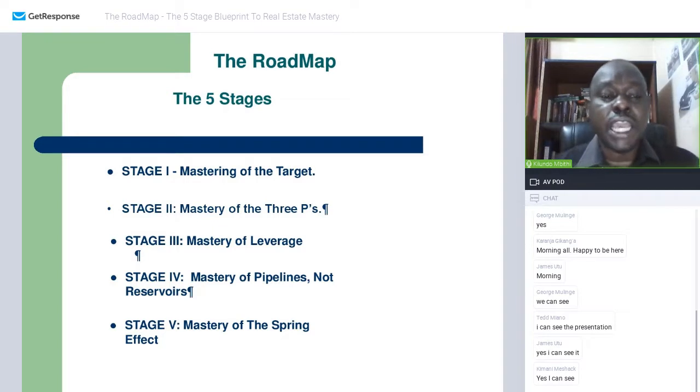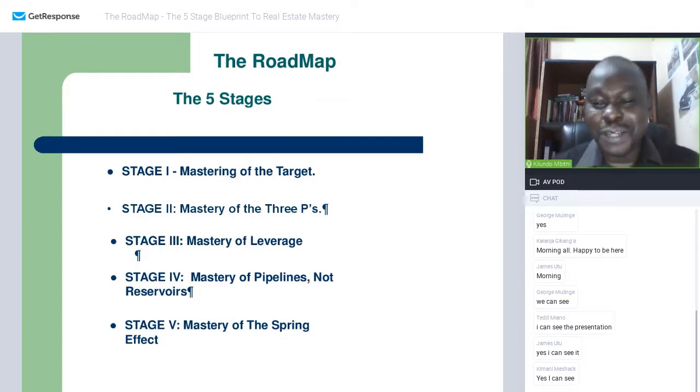The fourth stage in the 5-stage blueprint, the fourth stage in the 5-stage formula, is mastery of pipelines. Why is mastery of pipelines important? It is important because my experience has shown me that most investors, when they implement an investment, connect to a pipeline, but instead of receiving water from the pipeline, it is actually sucking water from them.